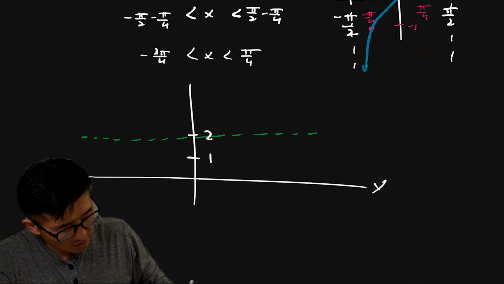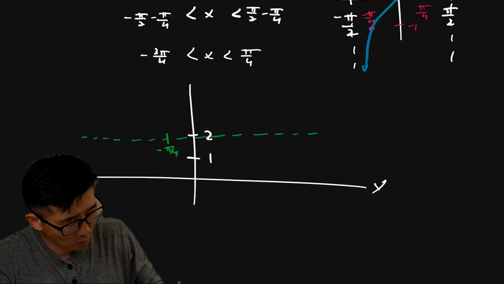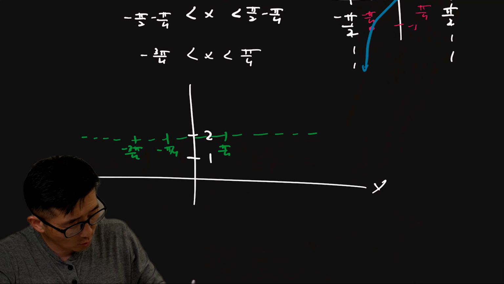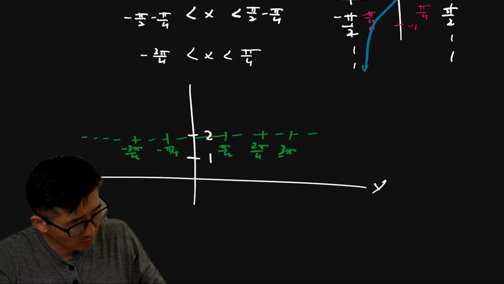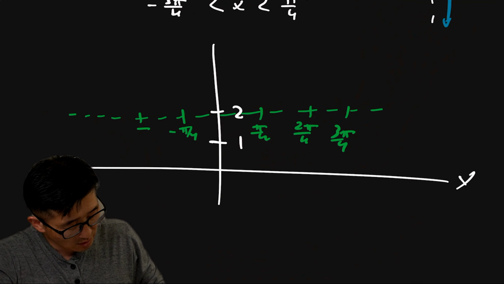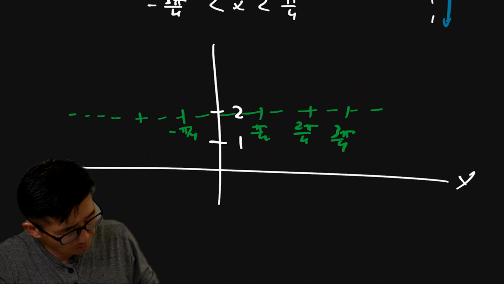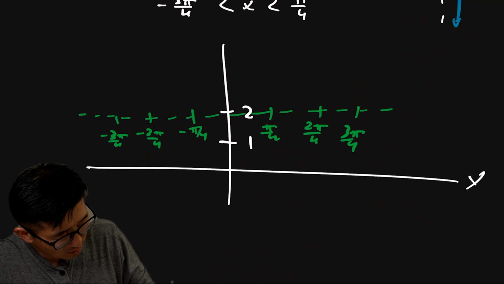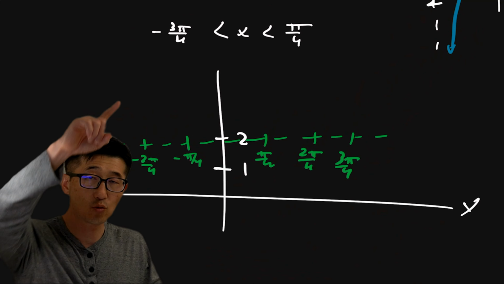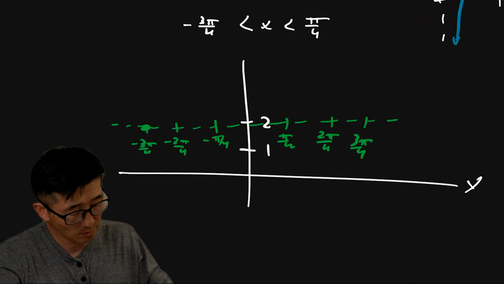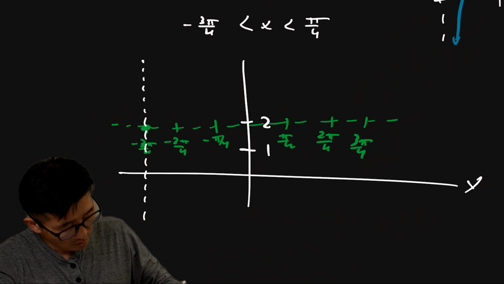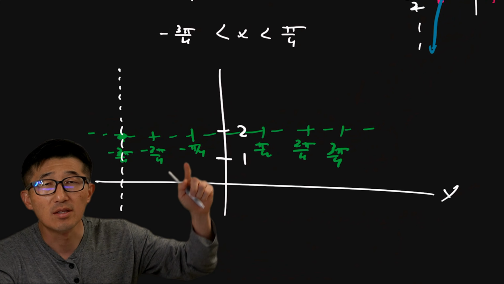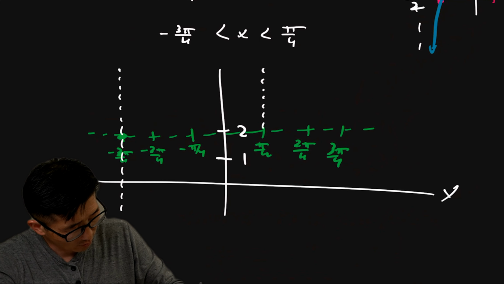So if I say that this right here is negative pi over 4, this will be negative 3 pi over 4. This will be pi over 4, and this will be 2 pi over 4, and then 3 pi over 4. And I think I just added that wrong. This right here should be negative 2 pi over 4 and negative 3 pi over 4. So this is where my first vertical asymptote is going to be right here. So it'll be like that. And then the other one will be at pi over 4, which is right over what?